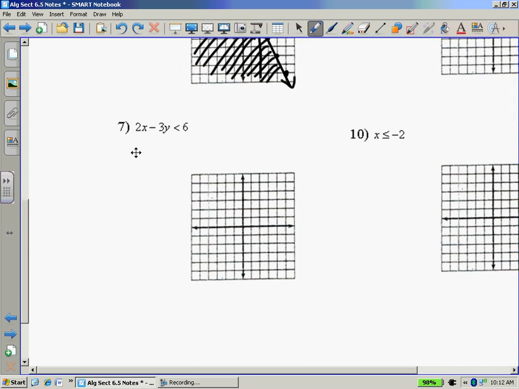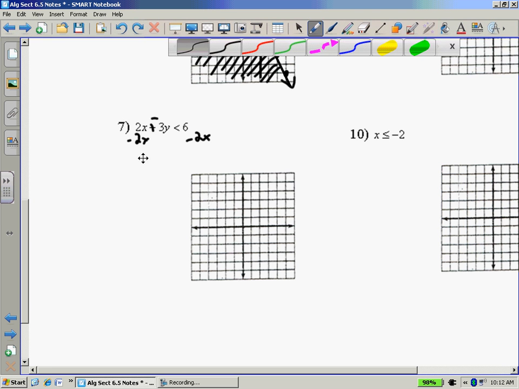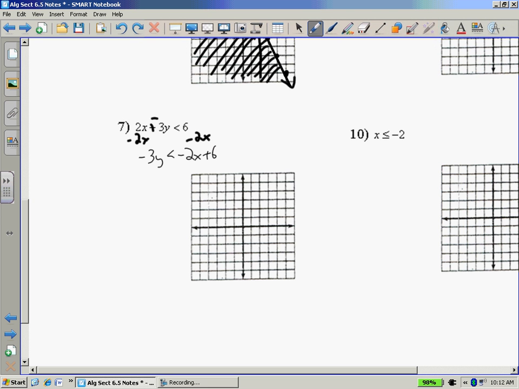Number 7. Now, in this one, I cannot graph it immediately. I have to put it into slope-intercept form. So that's what I'm going to start with. I'm going to keep change here. I'm going to subtract 2x from both sides. Get a marker that's a little smaller. So -3y is less than -2x plus 6.